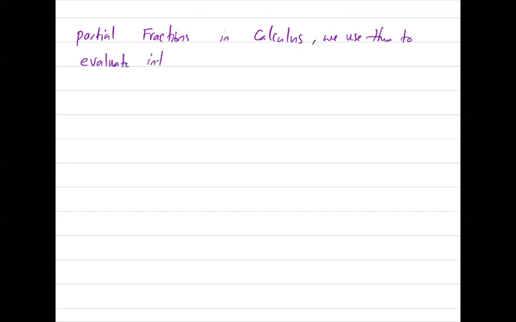On the topic of partial fractions in calculus, we use them to help us evaluate integrals. In the very first case, suppose we have the integral of function f of x, and we are taking the integral with respect to x.